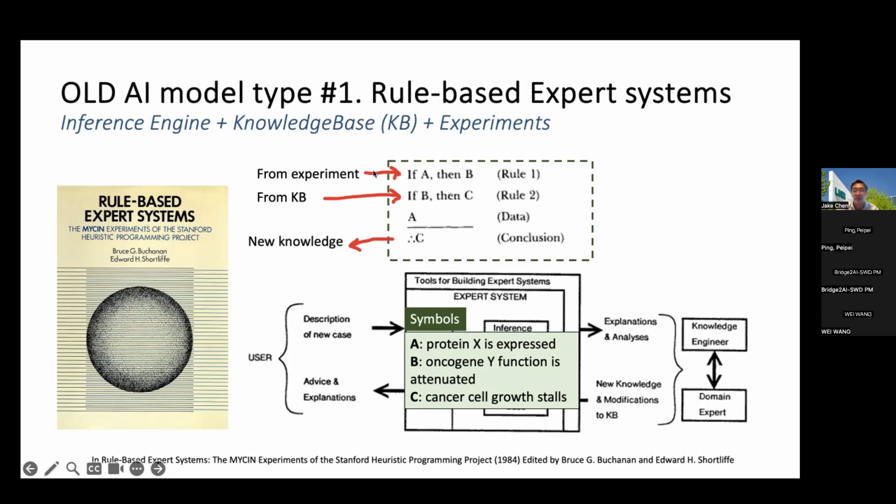If they observe a new, novel regulator of an oncogene, then in the database, they say if oncogene Y is attenuated, then cancer cell growth stalls. Then once you highly express A, which is the therapeutic method, you get the new knowledge, which is that cancer cell growth stalls. Right? So even today, I think this is still relevant.